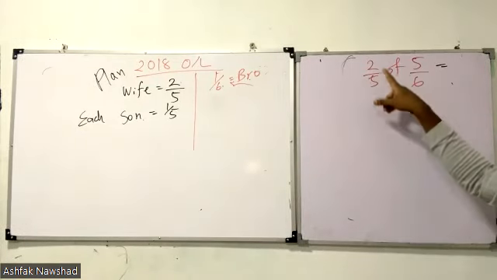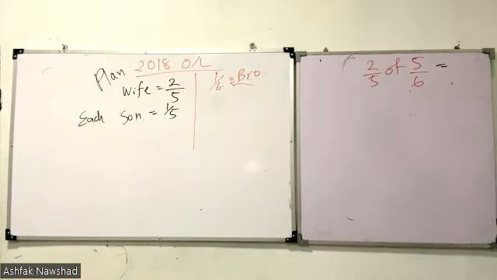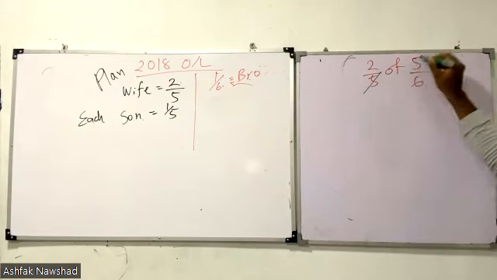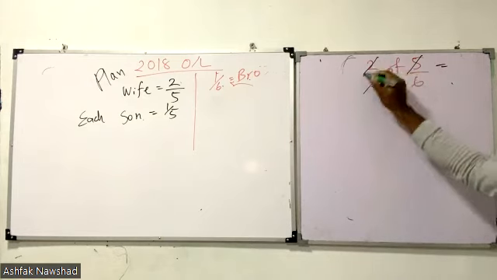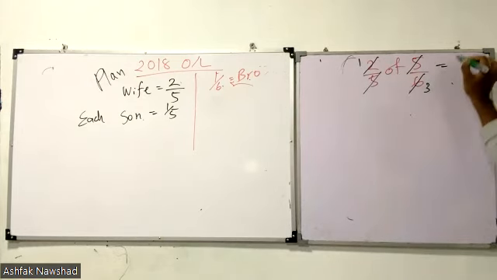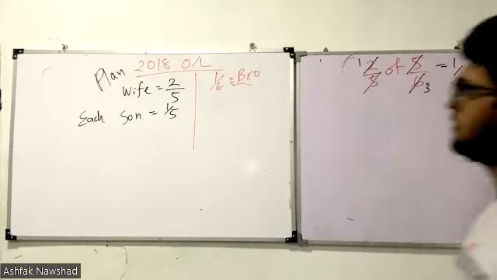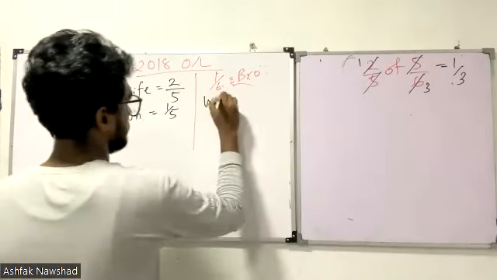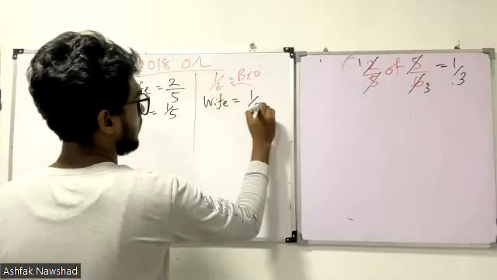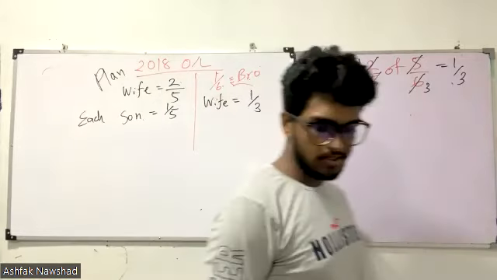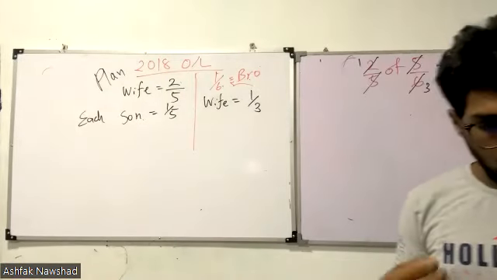The wife receives 2/5 of the amount he has in hand. Exactly. This is 1/3. See, 5 and 5 cancel. We can also cancel this. 1 is 3. So this is what the wife receives as a total. So the wife receives 1/3. So when answering the question, you can follow your own method, right?